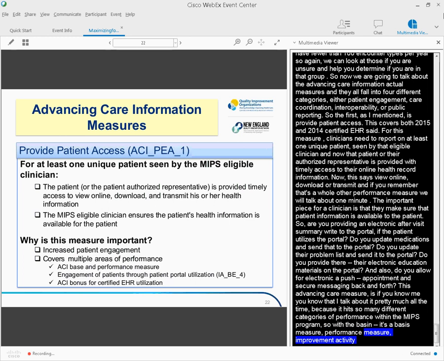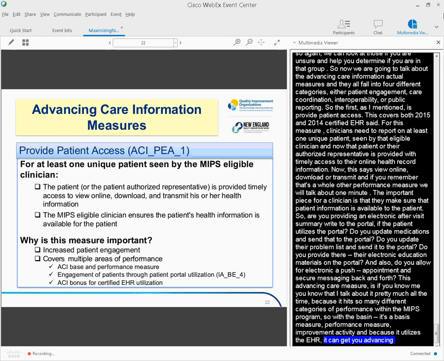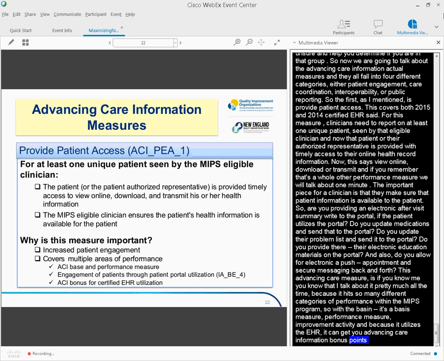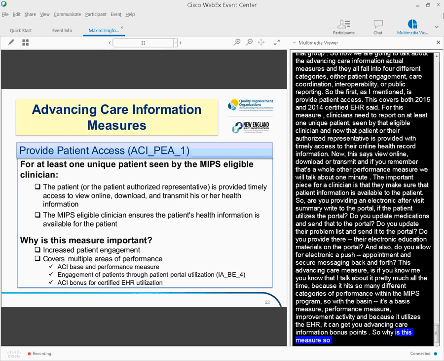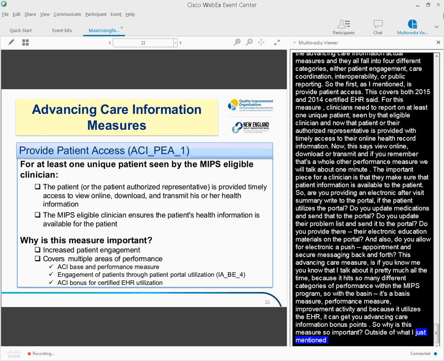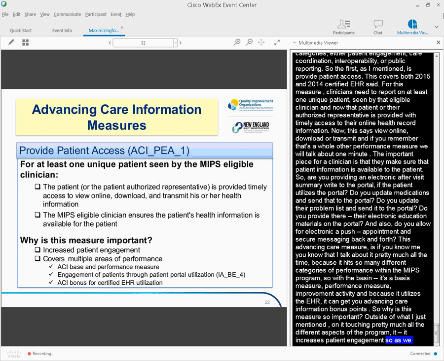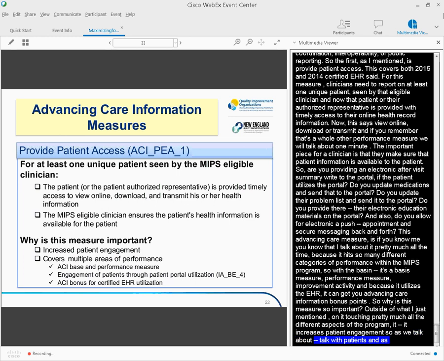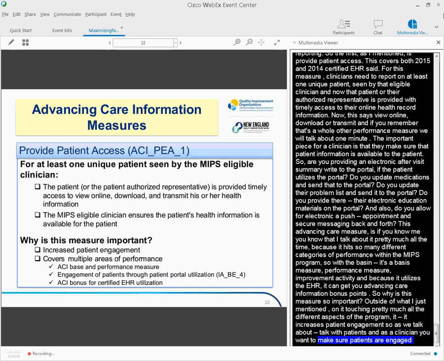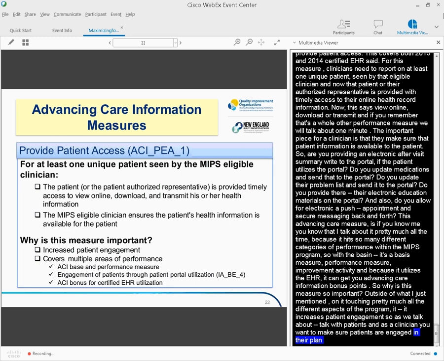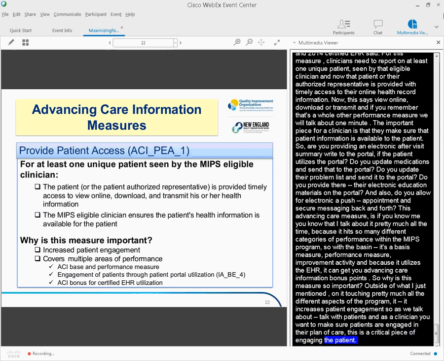So why is this measure so important? Well, outside of what I just mentioned on it touching pretty much all of the different aspects of the program, it increases patient engagement. So as we talk to patients, and as a clinician, you want to make sure the patient's engaged in their plan of care and knows how to ask questions, this is a critical piece of engaging the patient. As I mentioned, it's a performance measure. This is the improvement activity it directly relates to, and then it's also the bonus for EHR utilization.